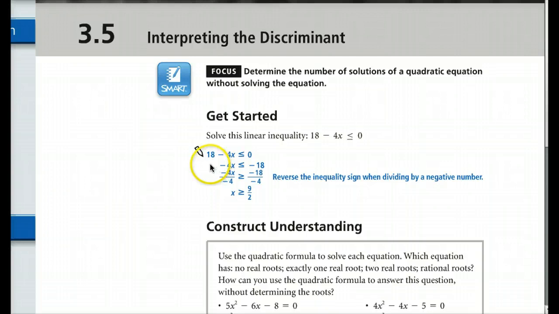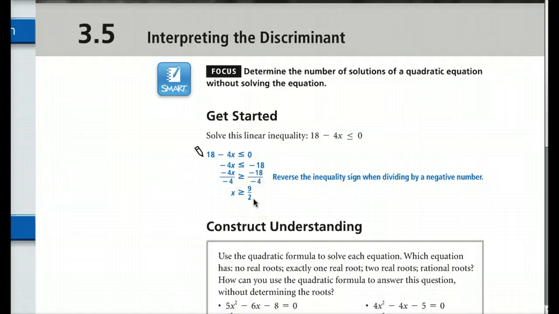See, if you subtract 18, then 18 is gone from the left side and appears on the right side. And then you divide by -4, and when you divide by -4, you have to reverse the inequality sign, right? Then you get x should be greater than 9/2.